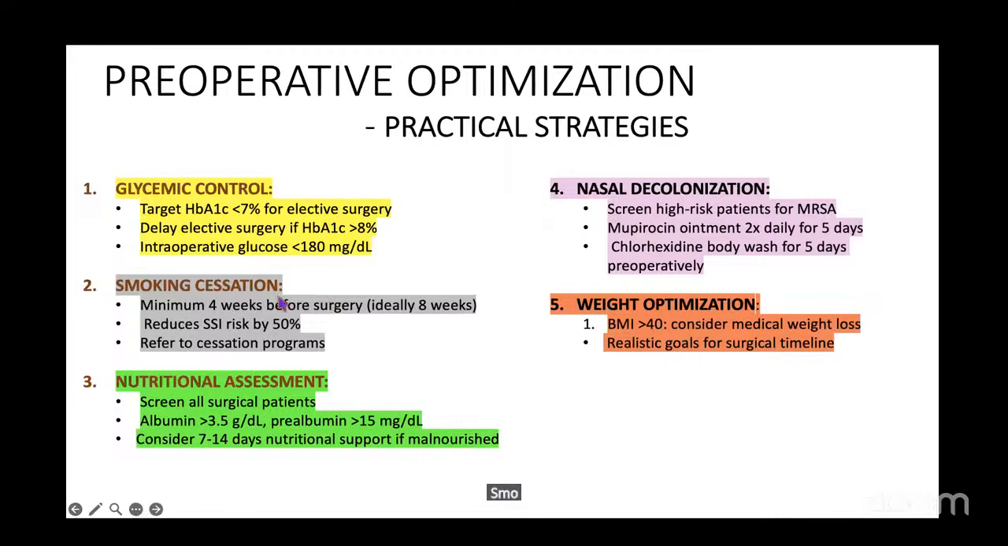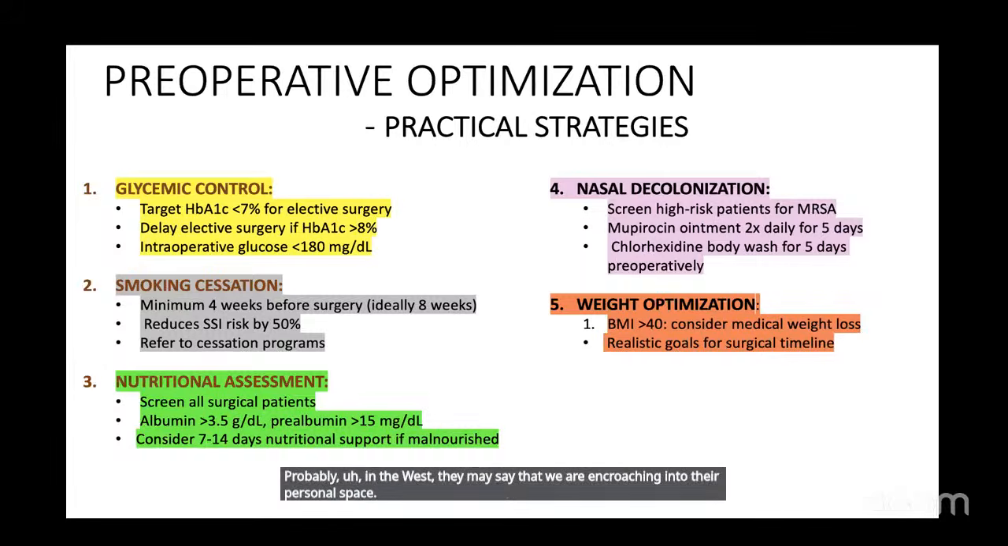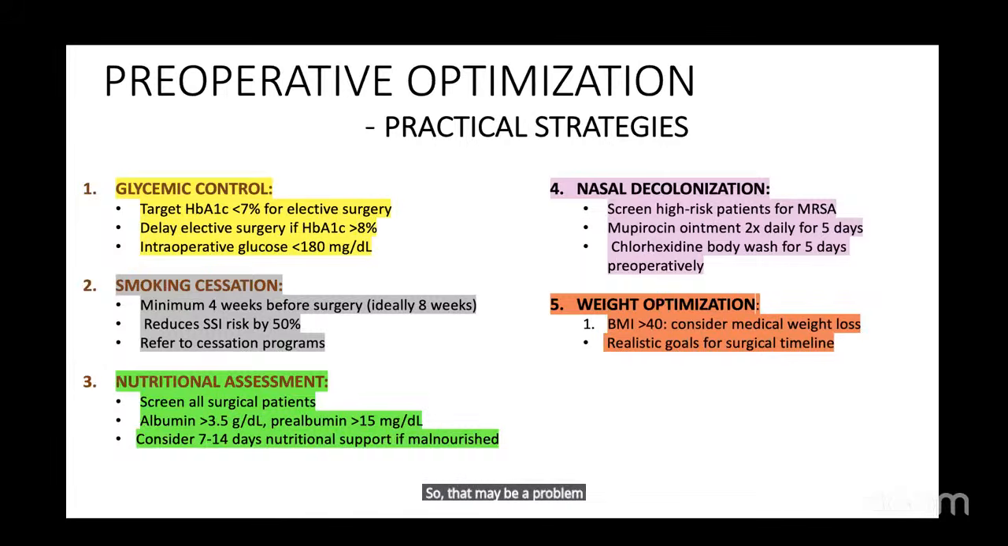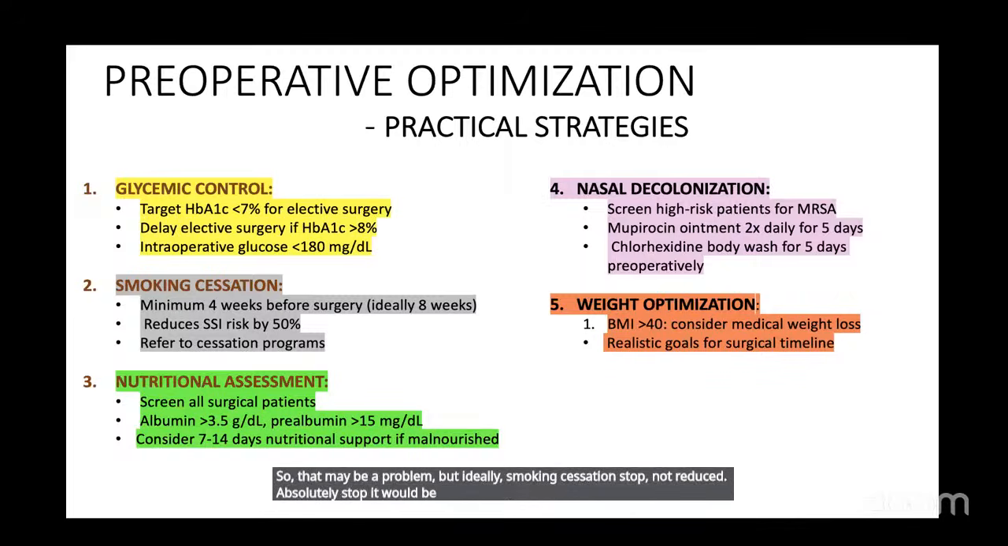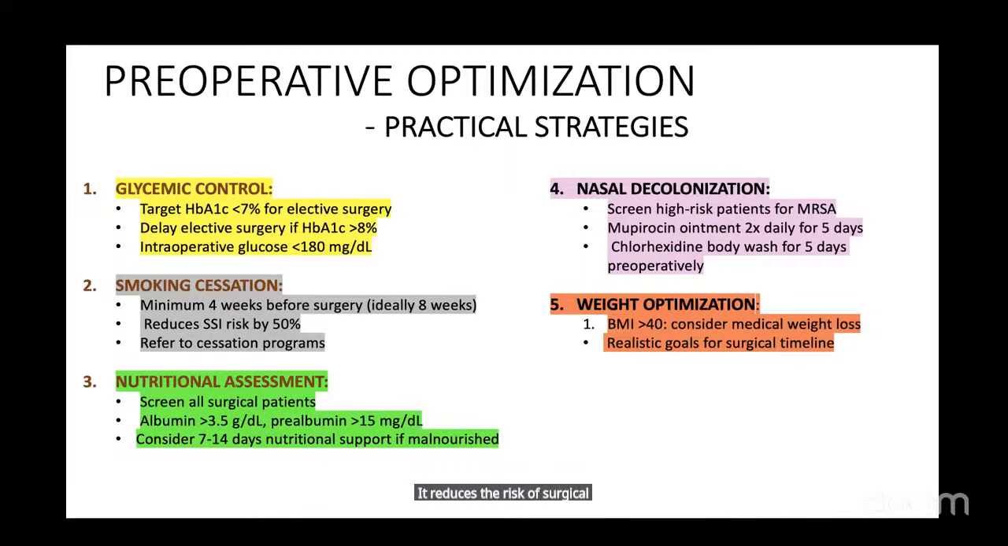Smoking cessation, in India, we can tell the patients to actually stop completely, but probably in the West, they may say that we are encroaching into their personal space. So that may be a problem. But ideally, smoking cessation, stop, not reduce. Absolutely stop it would be what we should be telling the patient. Minimum 4 weeks before surgery. It reduces the risk of surgical site infection by about 30 to 50%.